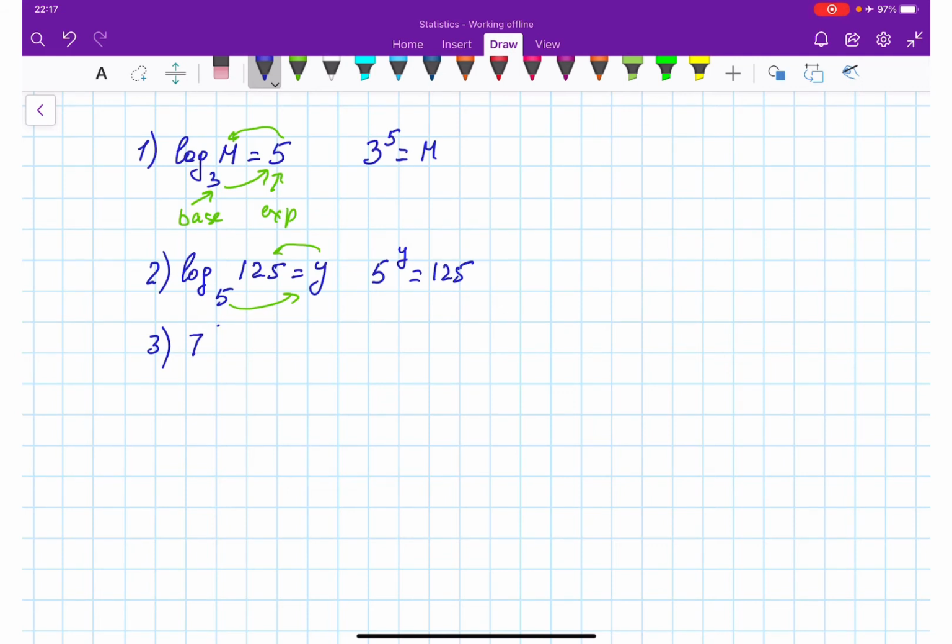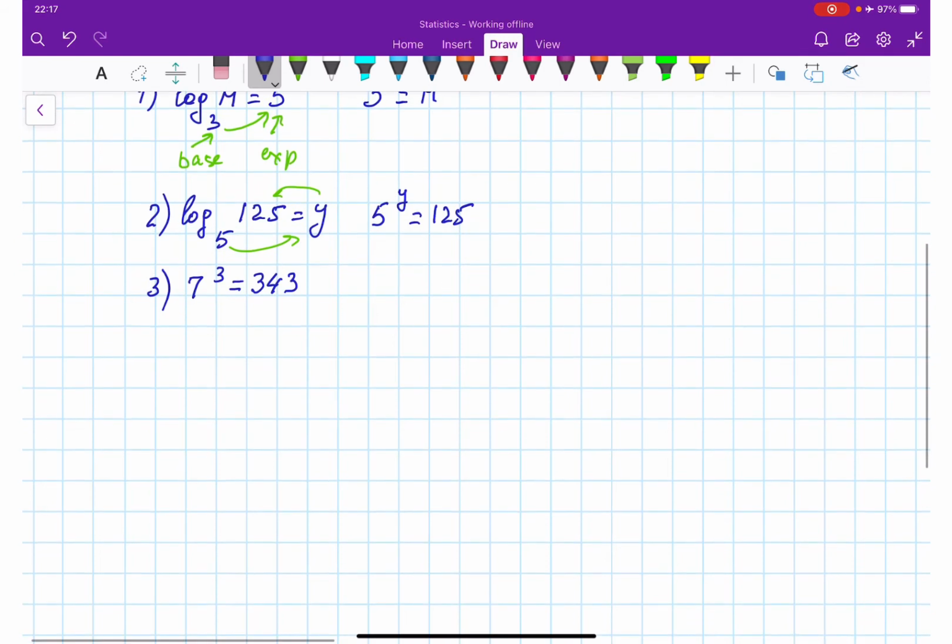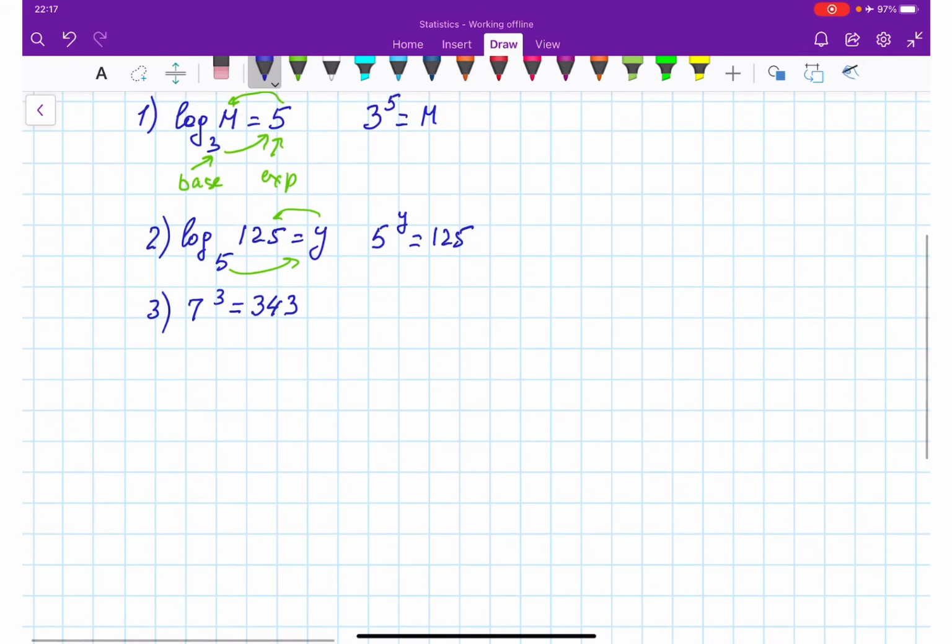Number 3. Seven to power 3 is equal 343. So this is in the exponential format of the equation. Now we need to write down the equivalent logarithmic form. So 7 is our base, 3 is the exponent, and 343 is the result. So we are going to get logarithm, base is 7, result 343, and the exponent comes here.